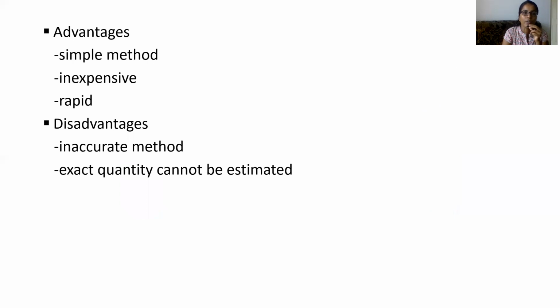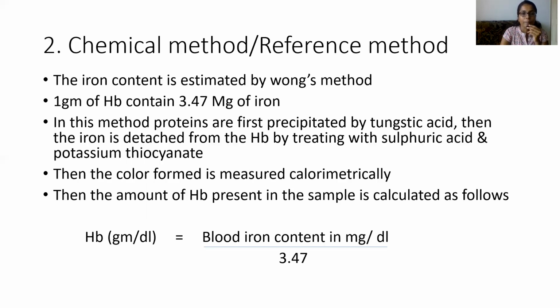So there are several advantages and disadvantages of this technique. Advantages are that it is simple, inexpensive, and rapid. Disadvantages are that it is an inaccurate method and the exact quantity of hemoglobin cannot be estimated, because by doing this test we can just say whether the hemoglobin concentration of the patient sample is normal or not. We cannot exactly quantitate it, like the hemoglobin concentration is 12, 14, 16, 18. Likewise we cannot exactly quantitate. Okay.